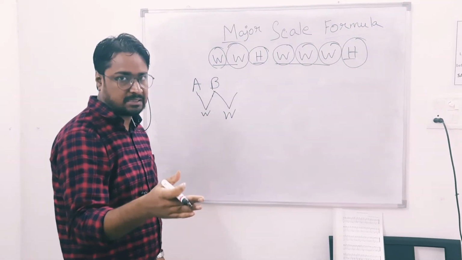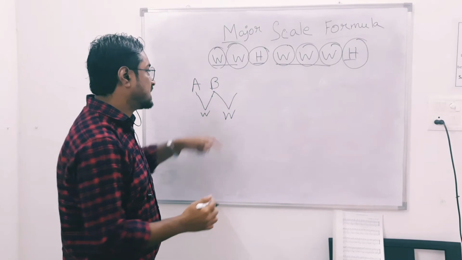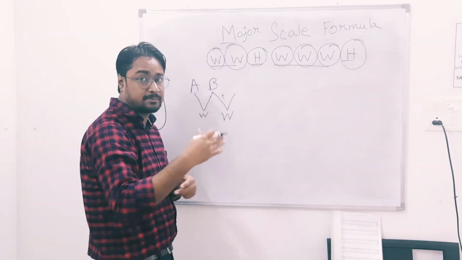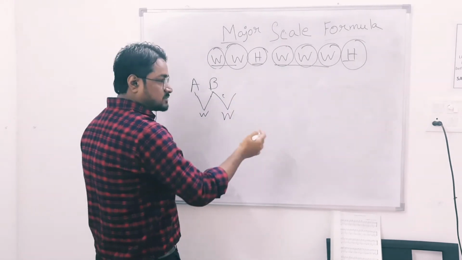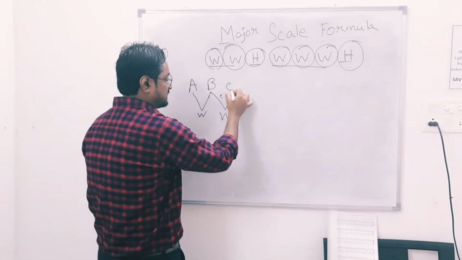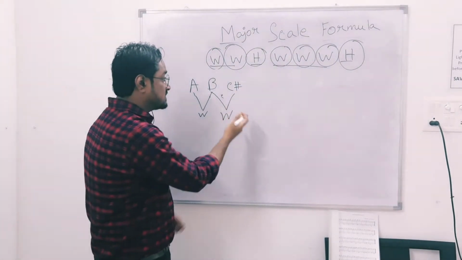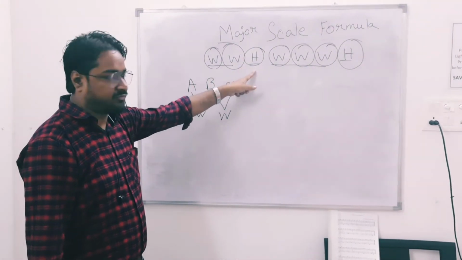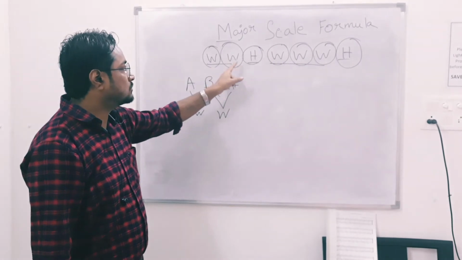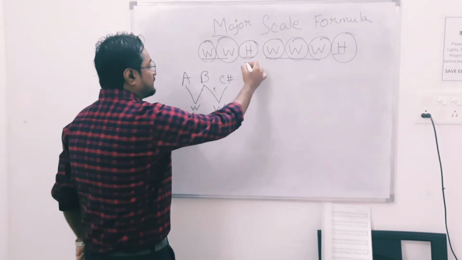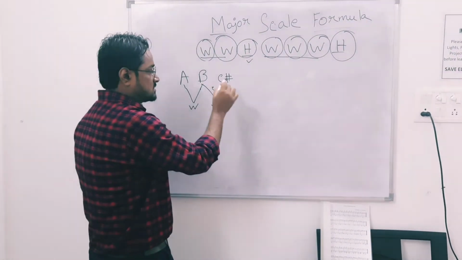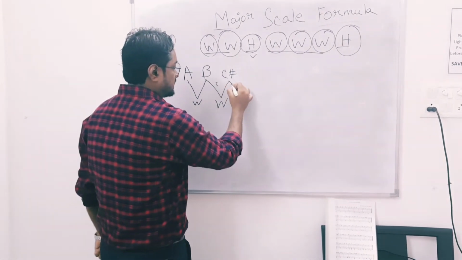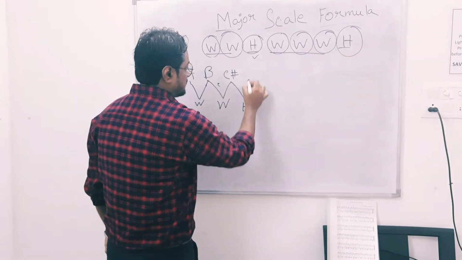After B comes C, so we have to skip the C. After C comes C sharp. So this is the whole step. We skip the middle note. Two whole tones, then the half. The half step is after C sharp, the next note, simply D.